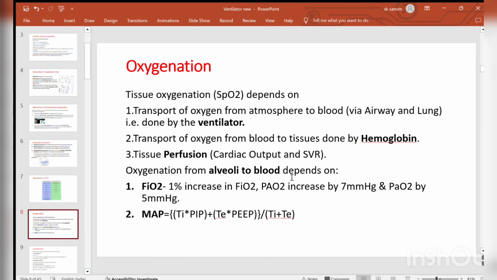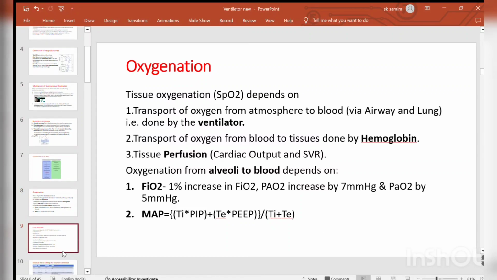Oxygenation from alveoli to blood depends on two important factors, FiO2 and MAP. For FiO2, a 1% increase in FiO2 increases PAO2, that is the alveolar oxygen concentration, by 7 mm Hg, and the arterial oxygen concentration by 5 mm Hg. Mean airway pressure is the area under the curve in the pressure-time scalar graph. So mean airway pressure depends on four factors: Ti, PIP, PEEP and Te. The equation of mean airway pressure is Ti times PIP plus Te times PEEP divided by total time, that is Ti plus Te. If mean airway pressure is increased, oxygenation is also increased.